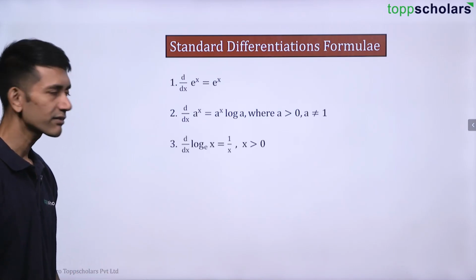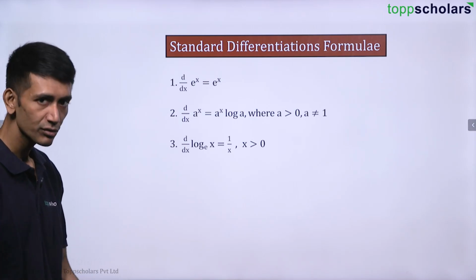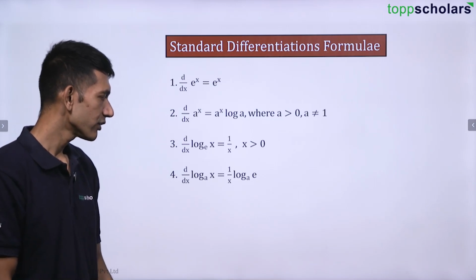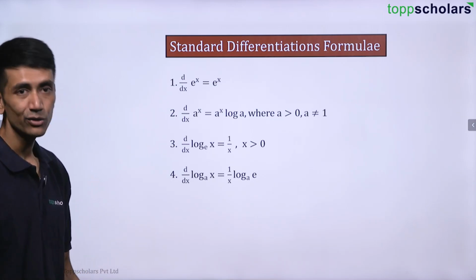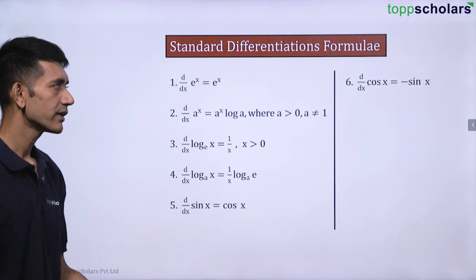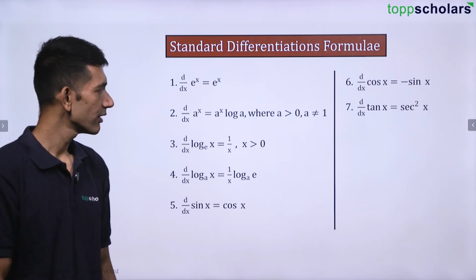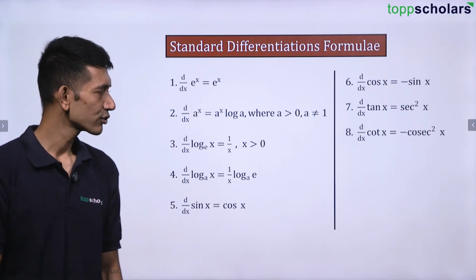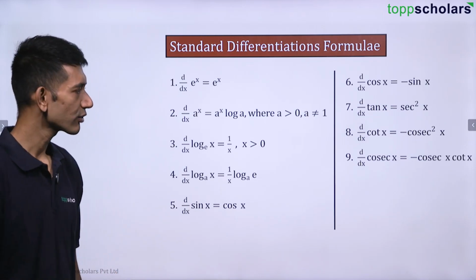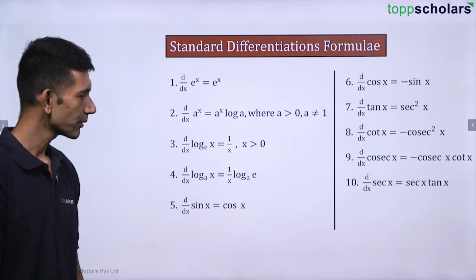Derivative of log of x is 1 by x, to the base e. So this is the natural log, this is base e. d by dx of log x to the base a is 1 by x log of a to the base e. Derivative of sin x is cos x. Derivative of cos x is minus sin x. Derivative of tan x is sec square x. Derivative of cot x is minus cosec square x. Derivative of cosec x is minus cosec x cot x. For sec x, it is sec x tan x, correct?